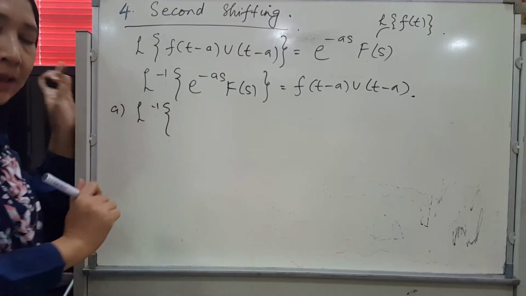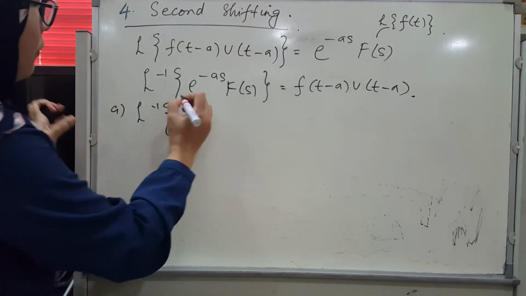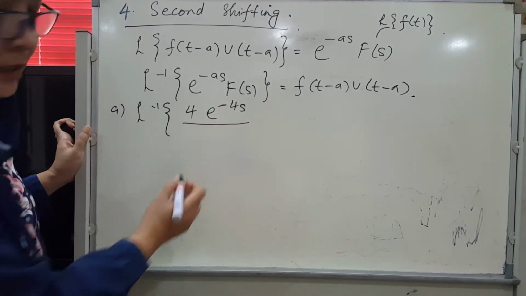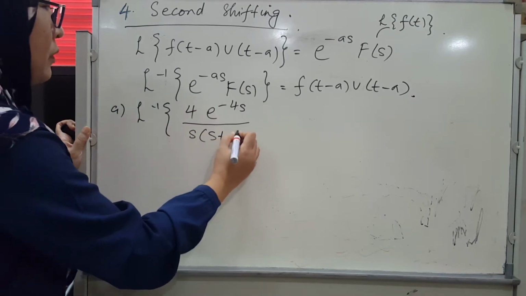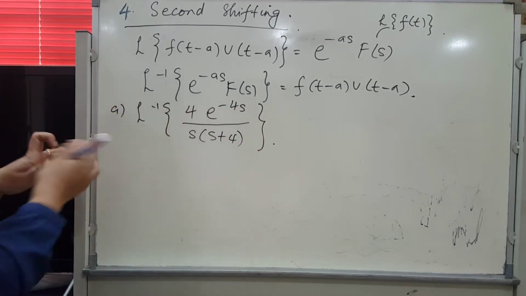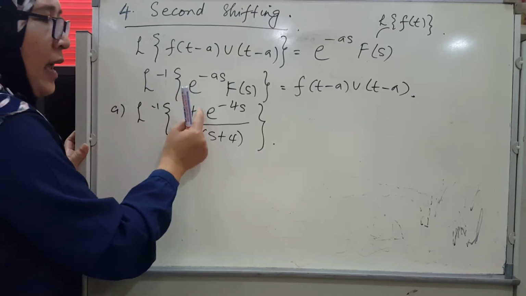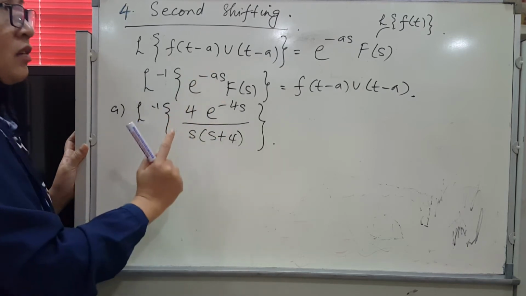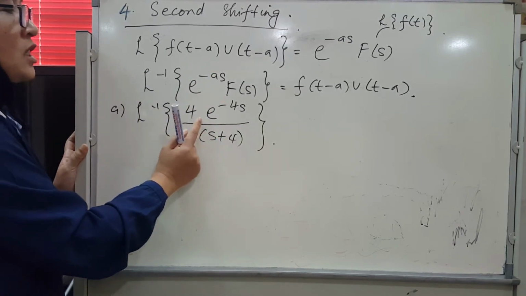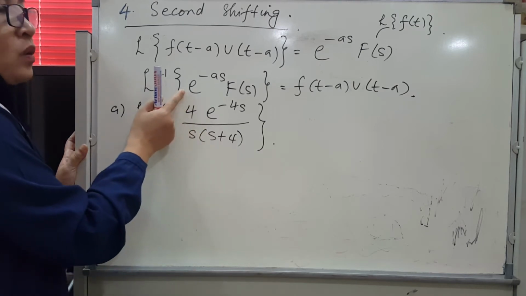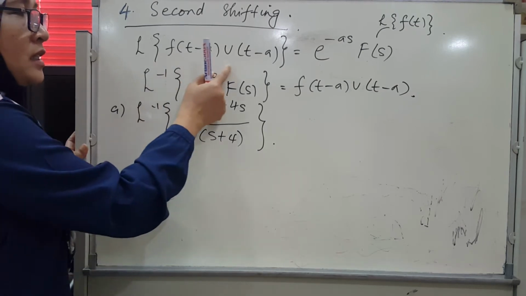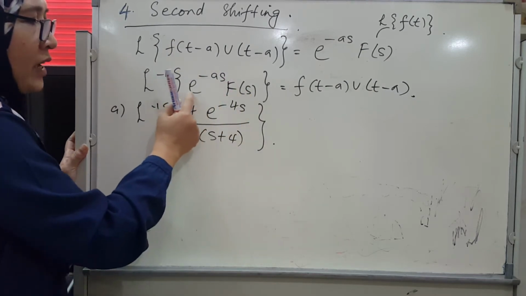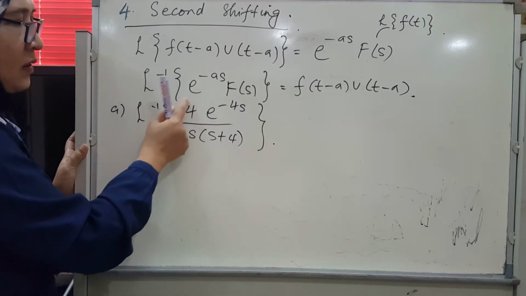Okay, so let us try A. Example A is 4e to the negative 4s over s plus 4. Can you see? If you see, this question has an exponent in it. So you have to think, oh, this is second shifting. Use the second shifting property. Match it with our second shifting. So we have the exponent at the side of the function, and then the other one will be F(s). So the F(s) is this function.